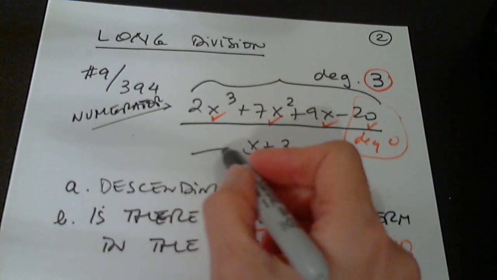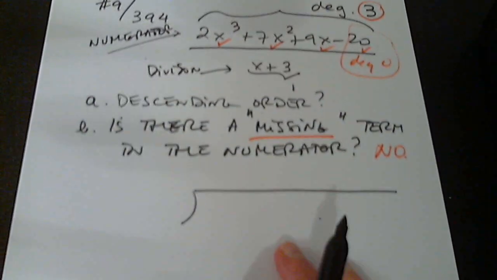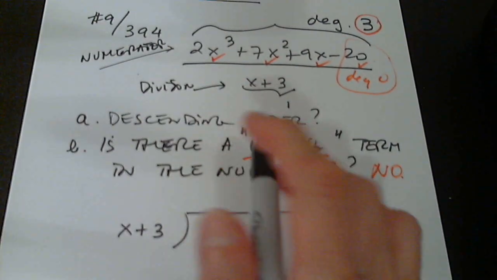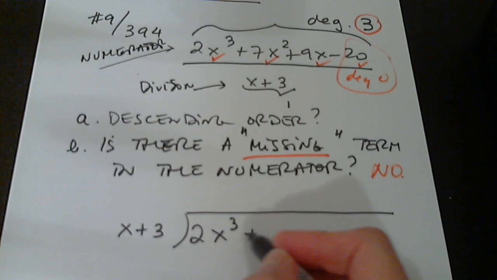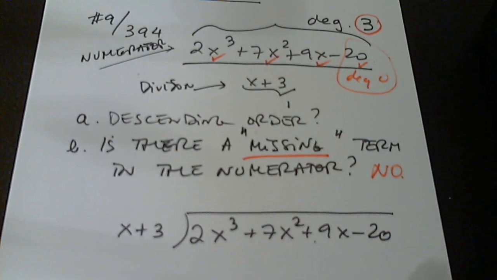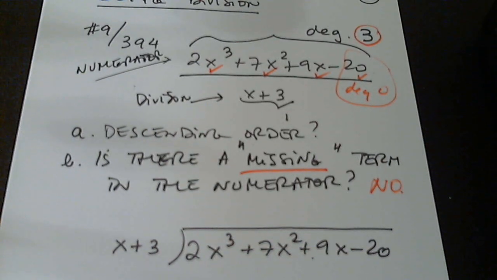Numerator. And this is the divisor. Okay? So the divisor goes in front. The numerator, 2x to the third plus 7x squared plus 9x minus 20, goes under the division symbol if you want. Here's my first question.